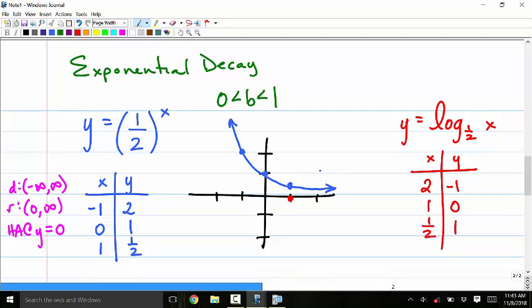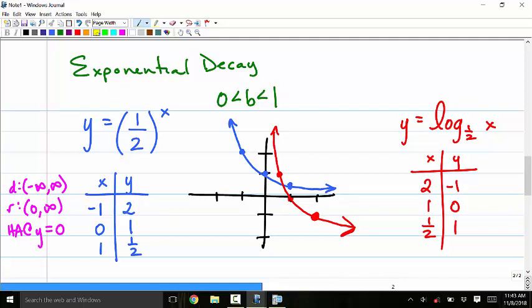Oh, sorry, I put the wrong one. Yes, 2, -1 is down here. Sorry, guys. 1, 0 is here. And 1/2, 1 is here. So this function looks like this.